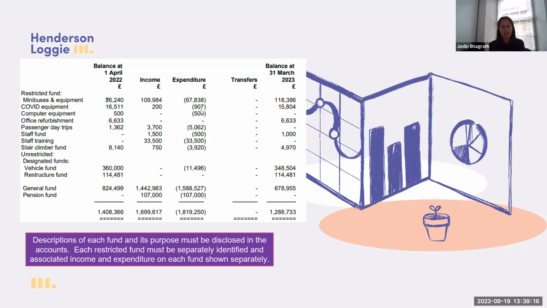So you will have a balance left at the end of the year on your restricted funds. And then you'll have another pocket of fund being your general fund or your unrestricted fund as well. As well as that note, which breaks down all the different funds you have, you also need to have narrative, which explains what each fund relates to and describes the nature and the purpose of each fund.